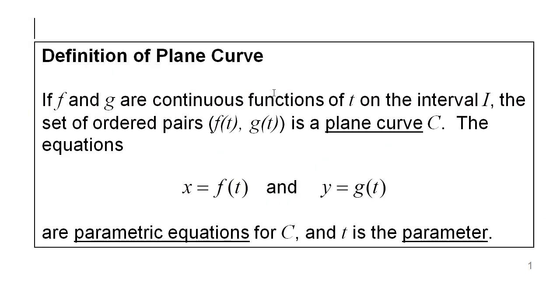If f and g are continuous functions of t on the interval I, the set of ordered pairs f of t and g of t is a plane curve. So instead of writing a function of x, where I've got f of x equals something, I take x and write it as a function of t, and I take y and write it as a function of t. Those are parametric equations that will give me some kind of plane curve, where t is called the parameter. So let's take a look at an example.